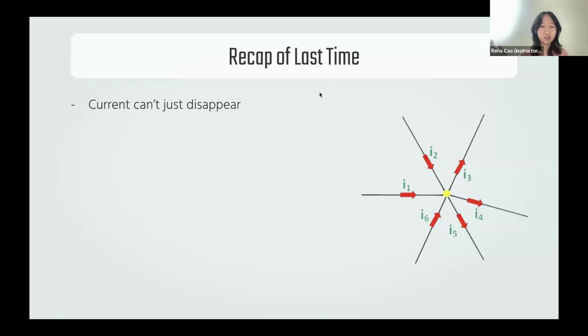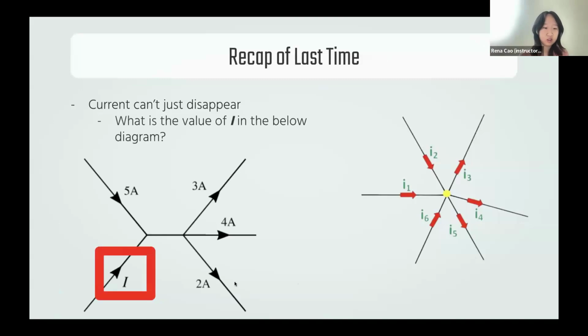Okay, recap of last time. Essentially, current can't disappear. It has to go somewhere, right? So just as a review, what is the value of I in the below diagram?